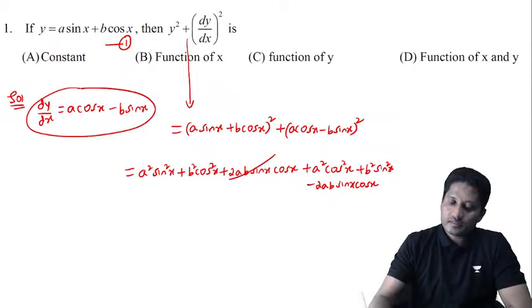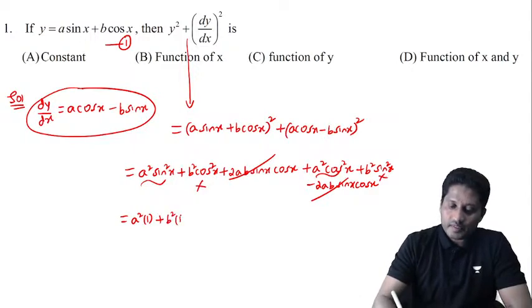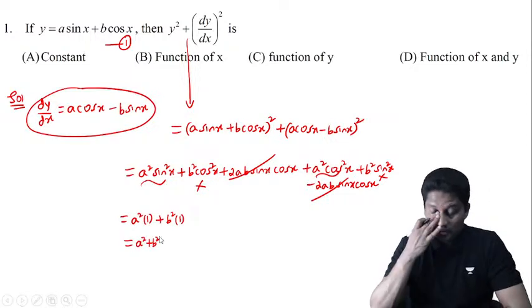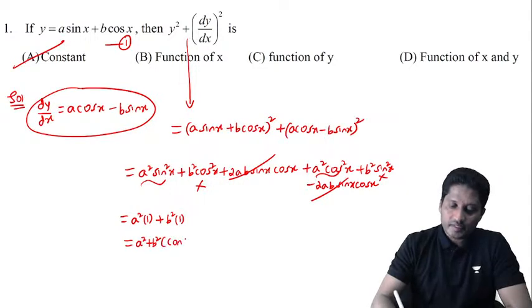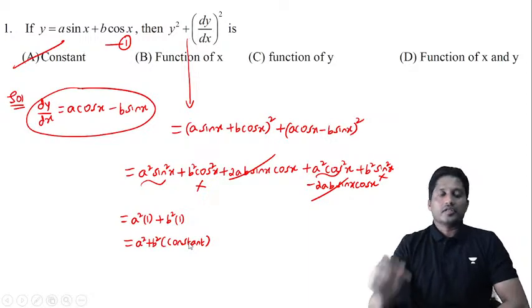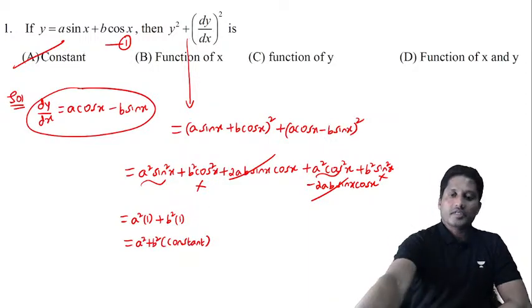The cross terms will cancel. I take a square common, cos square x plus sin square x is 1. Take b square common, cos square x plus sin square x is 1. So this becomes a square plus b square, right, so this should be constant. Answer is option A. A square plus b square is neither a function of x nor a function of y, so it should be a constant term. Answer is option A. Let's move to the next question.